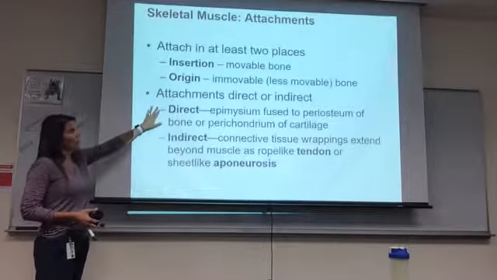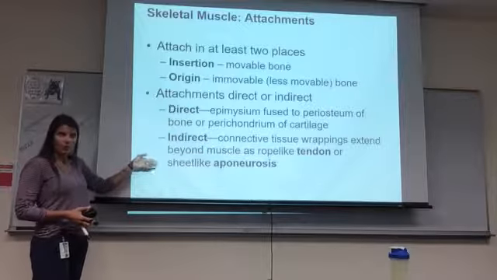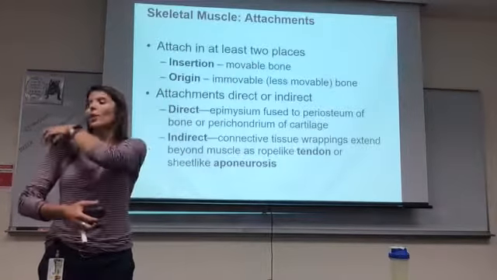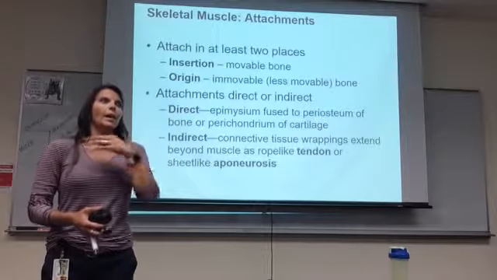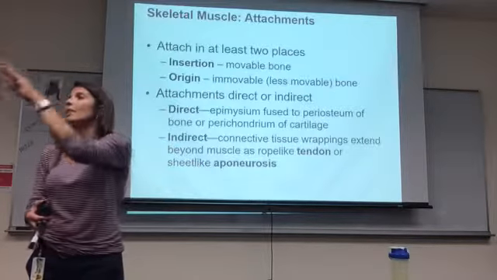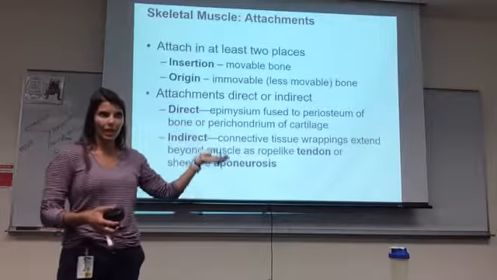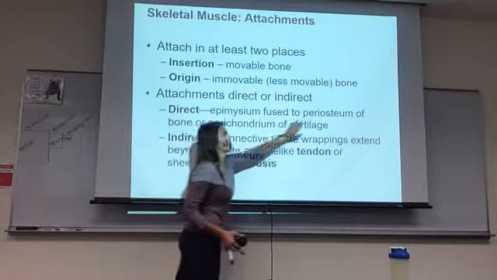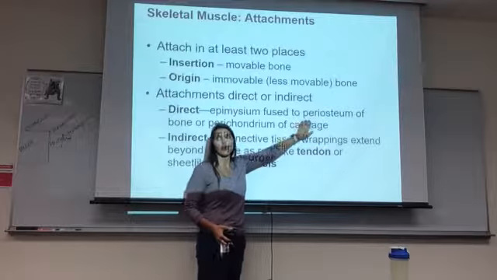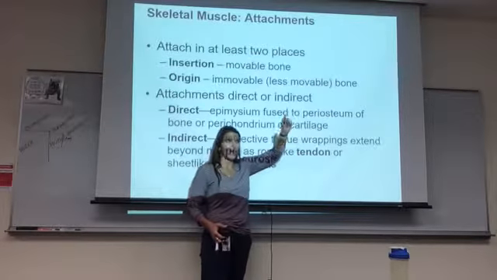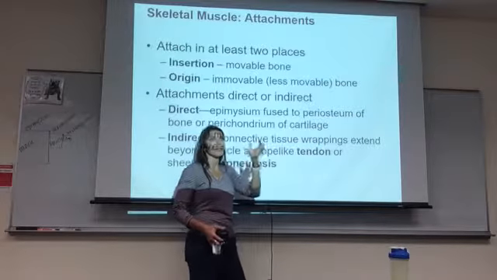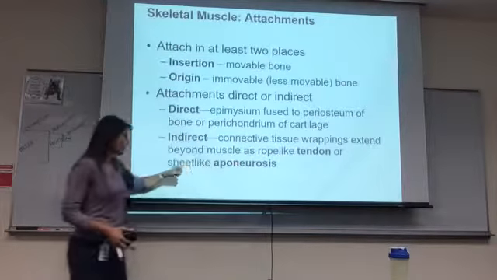Attachments for muscle can be direct and indirect. Direct means that muscle is right up against that bone and there's no really long tendon. Indirect means that there's a long tendon attachment where it may fuse together. Direct attachment means it's already fused to the periosteum. And to remind you, the periosteum is that connective tissue on the outside of the bone that has blood vessels that serve the outside of the bone.